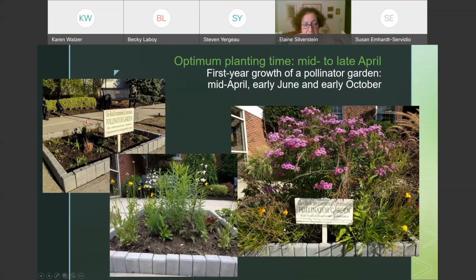So that's just to show you, these were divisions, so they're going to grow much faster than seedlings. I just dug these out of my garden, but it shows you the kind of growth that you can have and how things can fill in.